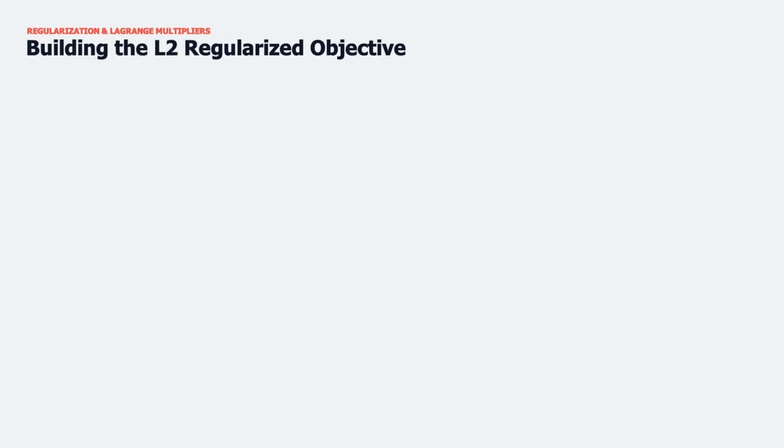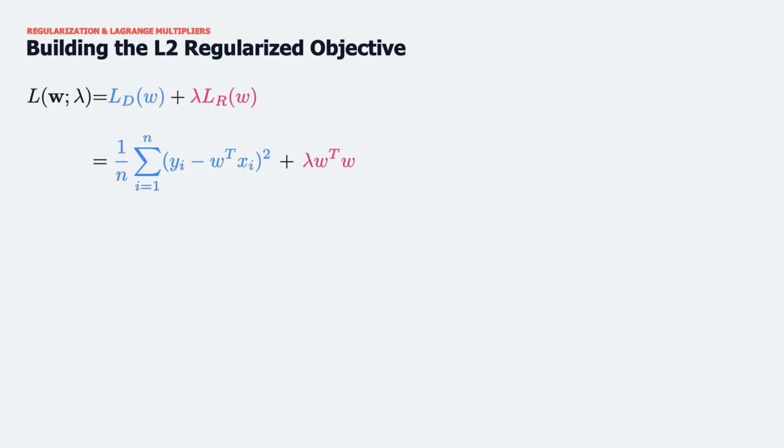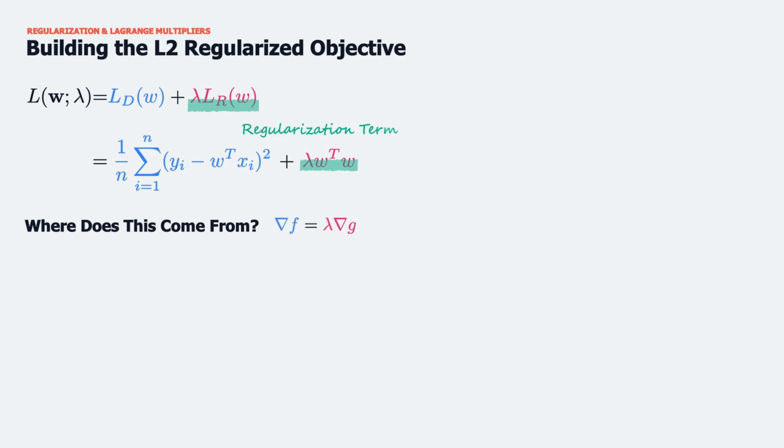Alright, so now we can build a new objective function by adding a regularization term. If you're wondering where this suddenly came from, it actually drops naturally right out of the Lagrange multiplier method we looked at before. Remember this equation?